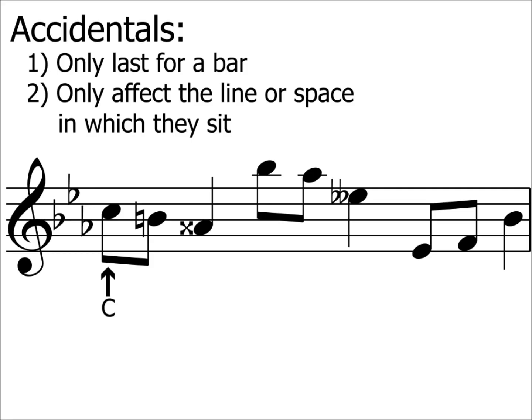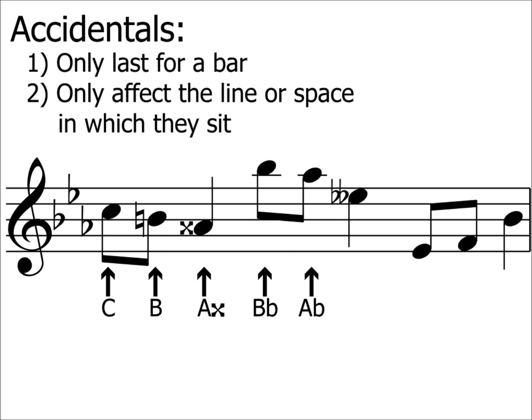The first note is C. The key signature doesn't affect the note and it has no accidentals attached to it. The second note is B. The natural symbol is cancelling the B flat from the key signature. The third note is A double sharp. The next note is B flat. Although there is an accidental on the second note, making that note a B natural instead of B flat, because that accidental only affects the same line, this note is not affected.